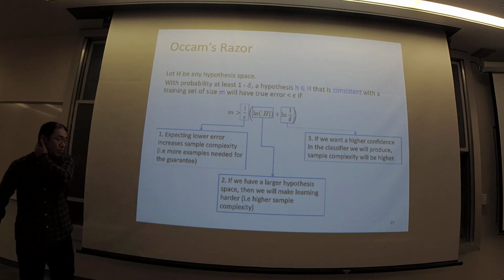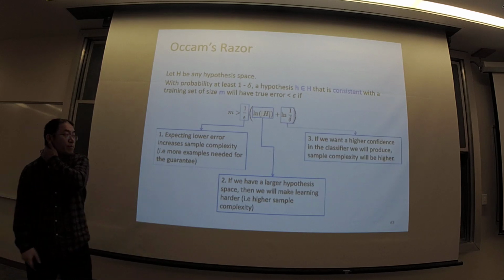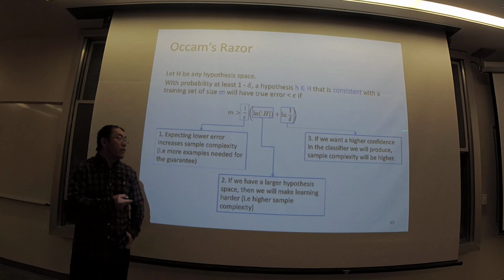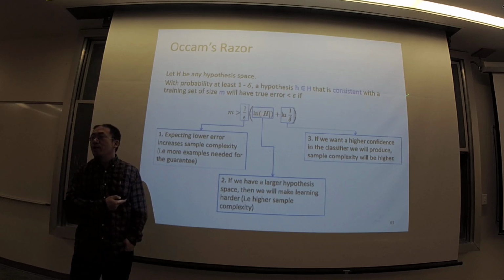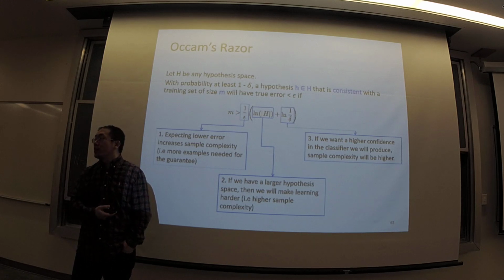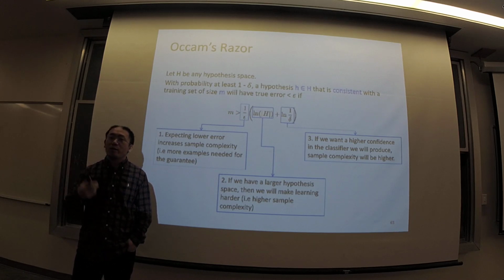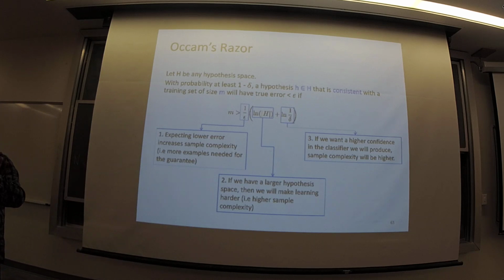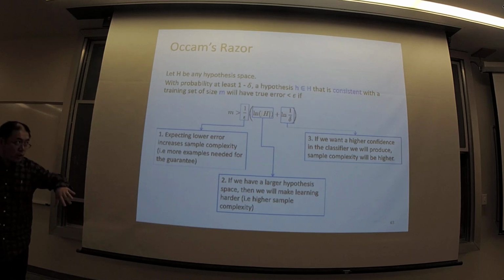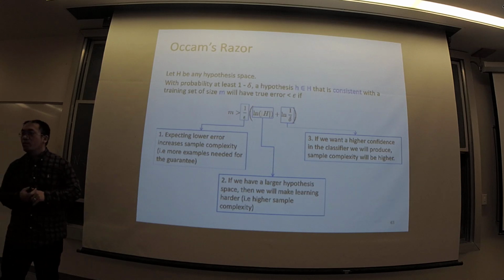And the last term is about the confidence level. If I want a higher confidence level, that means I want delta to be even smaller. That means you have to give more training examples as well. The more training examples you use to train a classifier, the more confident you are about the performance of your classifier, right? So now I want to ask, which term reflects Occam's razor?